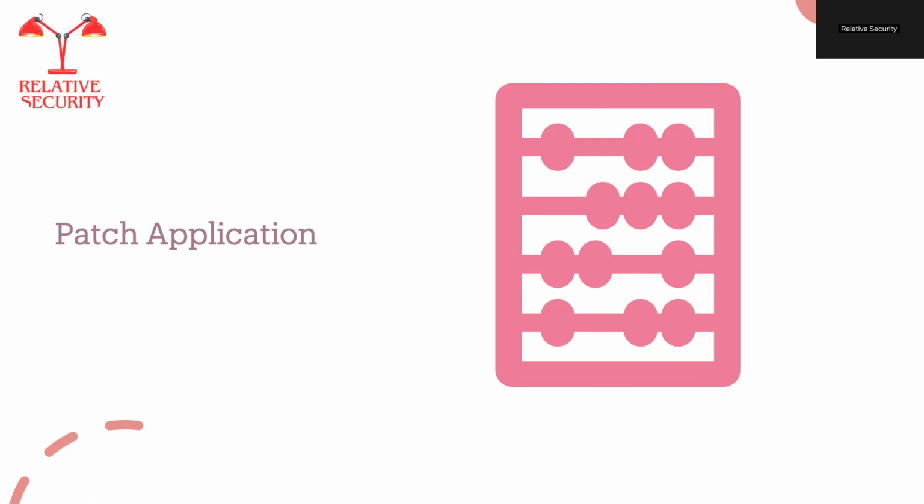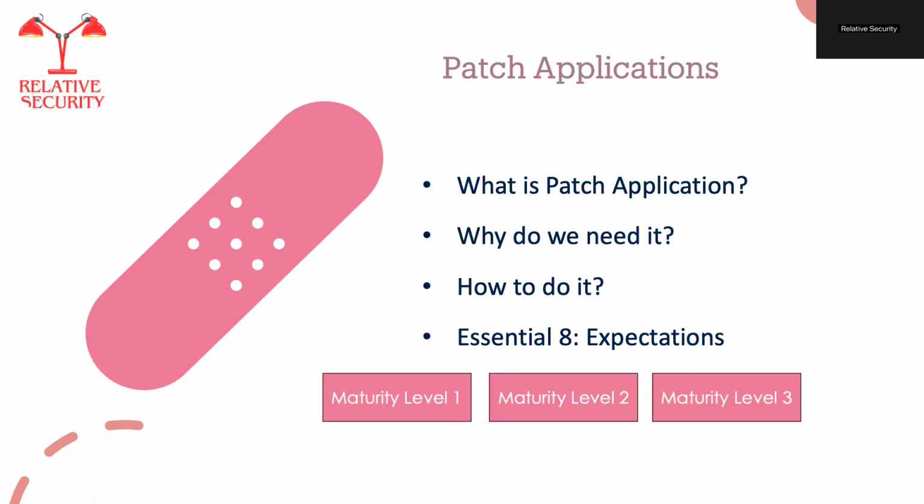So what exactly does patch applications mean? It's the discipline of keeping your applications up to date. For example, browsers, Microsoft Office, PDF readers, email clients, security tools, and all the other software you rely on. Patching operating systems is a separate essential control, so that is something that we're not going to discuss right now. For patch applications, the goal is very simple: close known holes before the attackers can sprint through them.